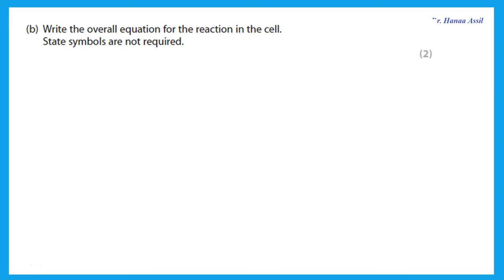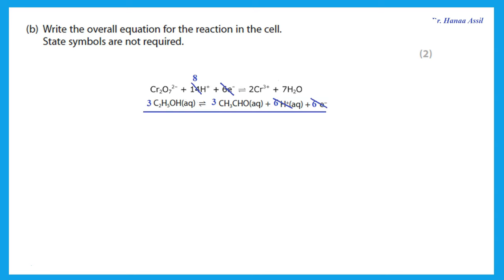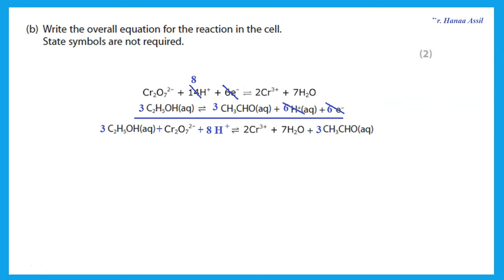Write the overall equation for the reaction. Well, we have dichromate going to chromium 3+, and we have the ethanol going to ethanal. Remember, we need an equal number of electrons in order to add them up. So that second equation, we're going to multiply by 3 all through so that the number of electrons is the same. And then we cancel the electrons. We cancel some of the H plus because we have H plus on both sides of the arrow. And this would be our overall equation for the reaction.